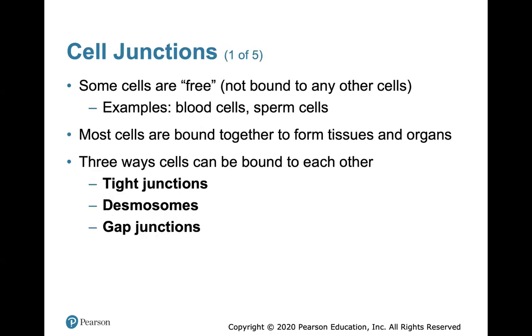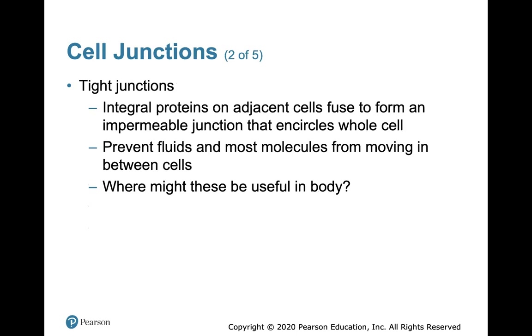Cell junctions, so some cells are free, meaning not bound to any other cells. Examples, blood cells and sperm cells are free. Most cells are bound together to form tissues and organs, and there's 3 ways in which these cells can be bound together: tight junctions, desmosomes, and gap junctions. And I'll let you guys review these junctions in the body.